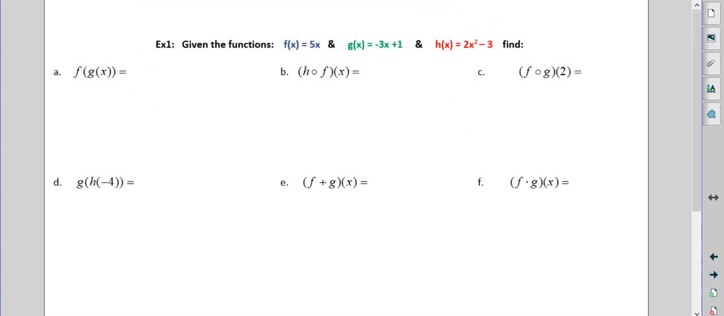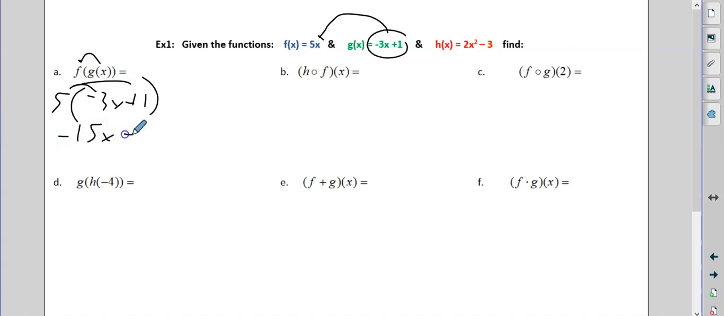Going too fast, just slow it down. All right, so this is f of g of x. We're going to plug g into f. Notice we have an f, g, and h up here. So we're going to plug g into f. So take the x out and put negative 3x plus 1 in. And now we just distribute. Negative 15x plus 5, and we're done.